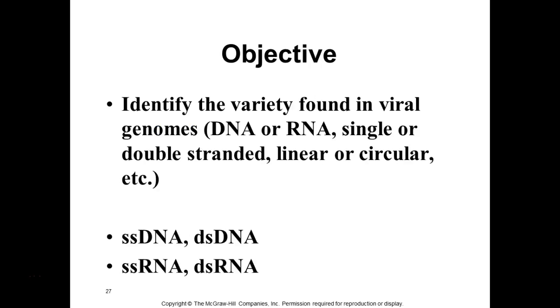So that's our next objective, looking at these nucleic acids. So remember, viruses either have DNA or RNA. They don't have both. It's either one or the other. Now, DNA, typically when we talk about it, how many strands do we have? Two. It's double-stranded, so the designation for our DNA would be dsDNA, for double-stranded DNA.